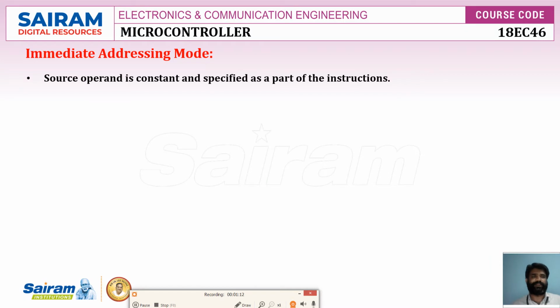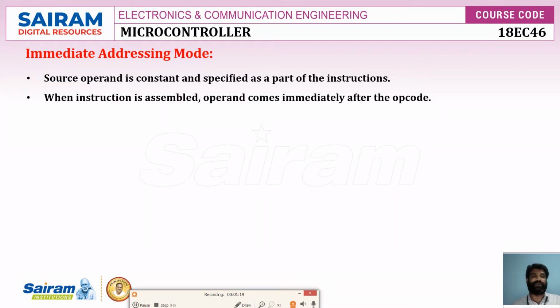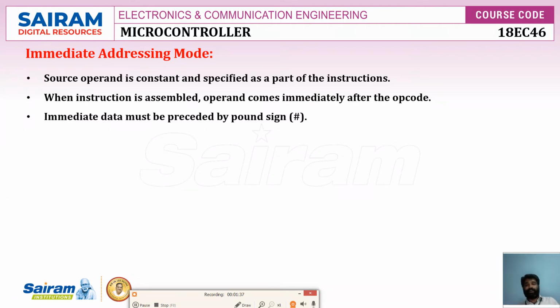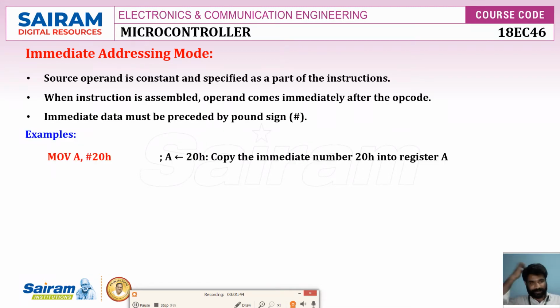In immediate addressing mode, the source operand is a constant and specified as a part of an instruction. So when the instruction is assembled, the operand comes immediately after the opcode. Hence the name immediate addressing mode. Why the name immediate addressing mode? Data comes immediately after the opcode when it is assembled. And that immediate data must be preceded by the pound sign, that is, the hash symbol. Let's see the examples.